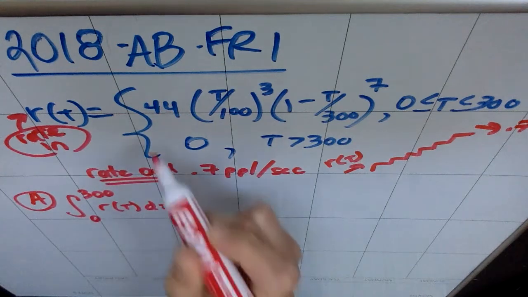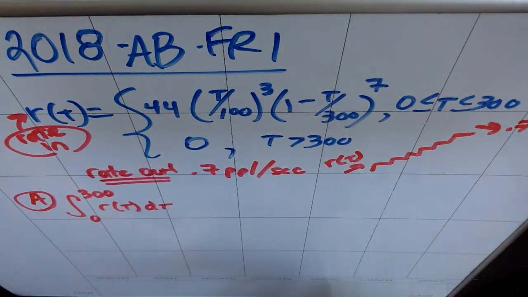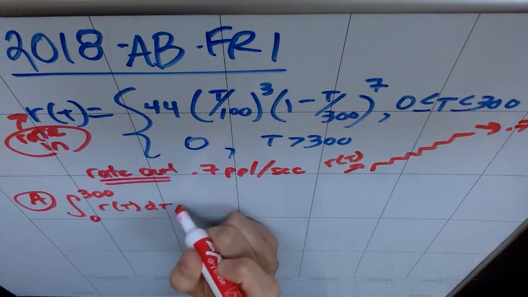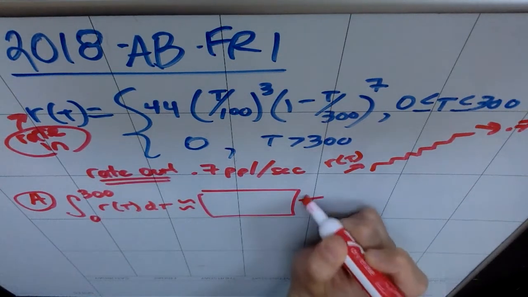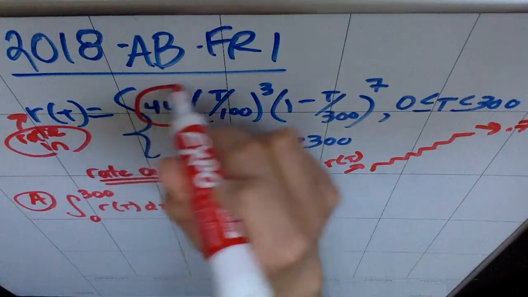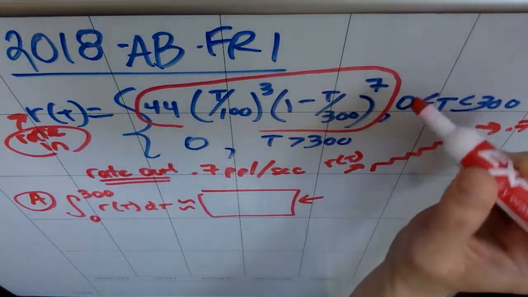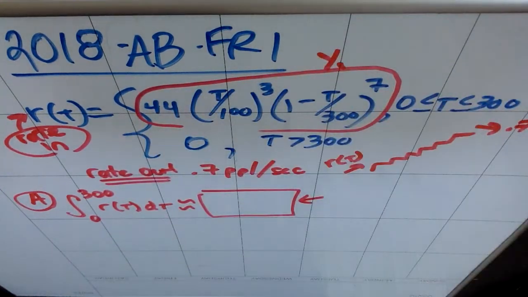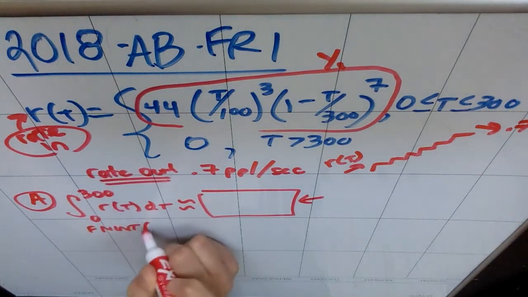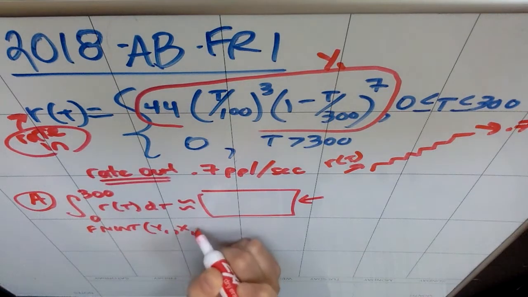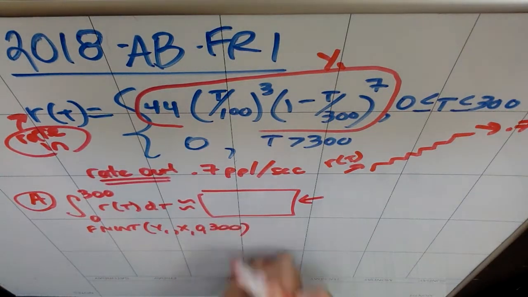Now, you don't have to write this ugly monstrosity for r of t because you're allowed to use the notation that is handed to you. That's all they need to see on the AP, and then they need you to find that value. That's what your calculator's for. So I put this whole thing in as y1. I used x's instead of t's. What I'm going to type in my calculator is function integrate y1 with respect to x from 0 to 300. So my calculator is going to do the heavy lifting.